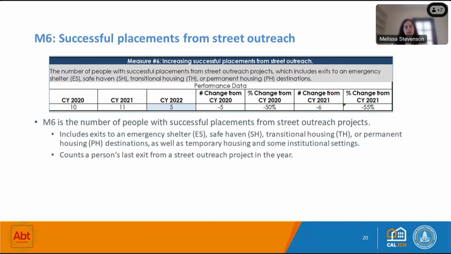So it's slightly different than system exits in that way, but we do also, similar to measure 3, count a person's last exit from street outreach during the year. So if people have more than one exit from street outreach, we're only counting that last exit. So they're only counted once in this measure.